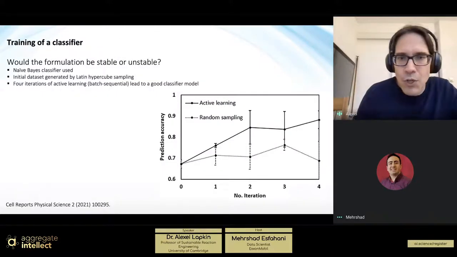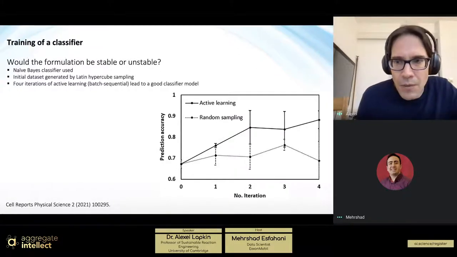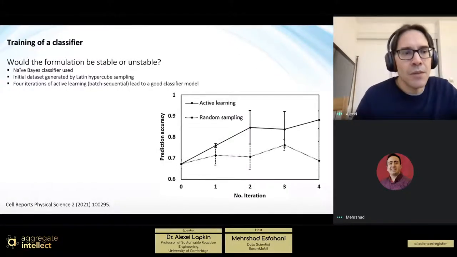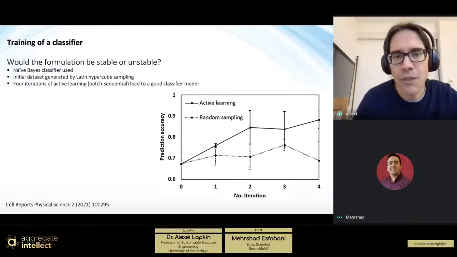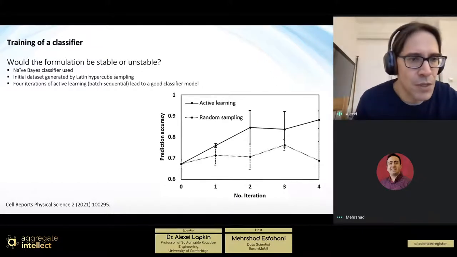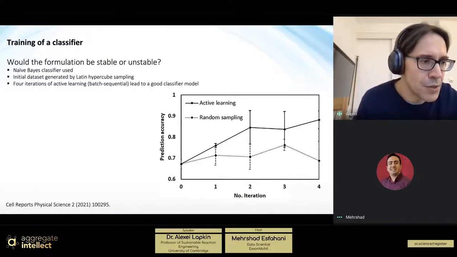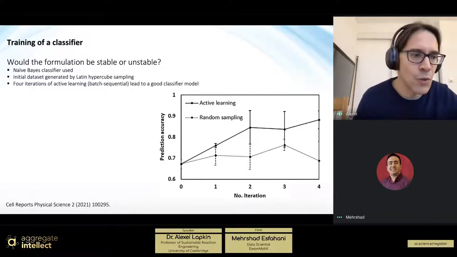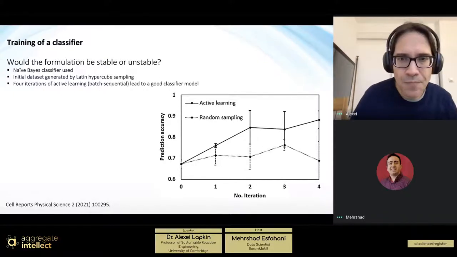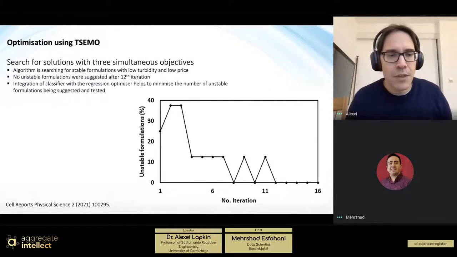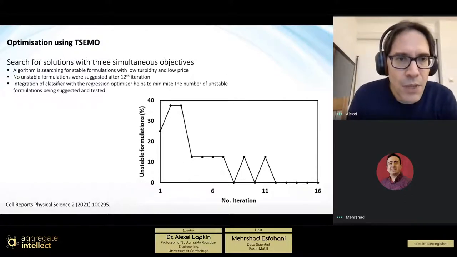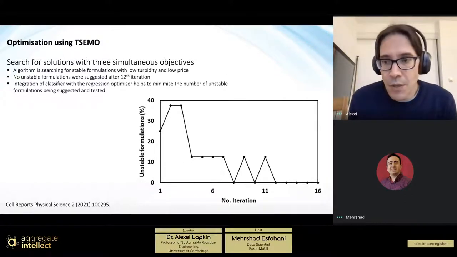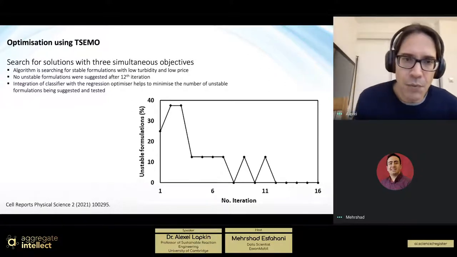So first we trained a naive Bayes classifier to predict whether the composition chosen by the algorithm is going to be stable or not stable. We've proven that the naive Bayes classifier is probably the best for this task. And it certainly works better than random sampling. Then after the classifier was done, we started regression. And with regression, within 12 iterations, it no longer suggests any unstable formulations.